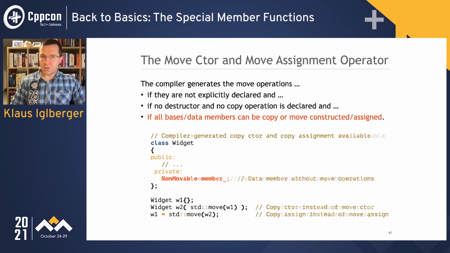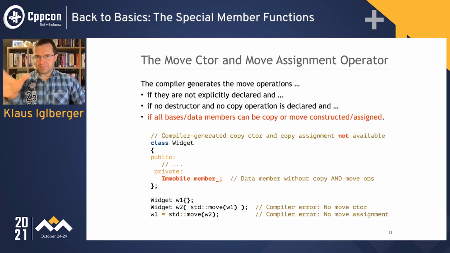But only if your bases or data members are truly immobile, in the sense of they have neither the move or the copy operations. So, in other words, indeed, there's no way to get it anywhere else, then the compiler does not generate the move operations anymore. And again, they're not implicitly deleted, they're gone. There is no move. They don't participate in the overload set.